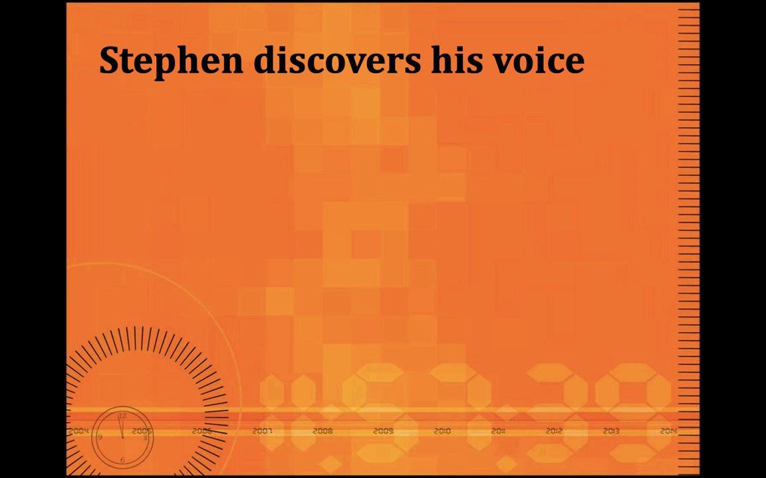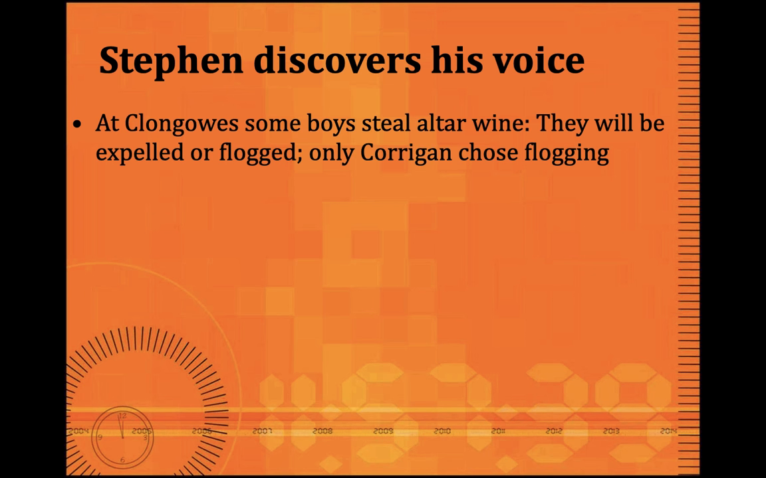Slowly, Stephen is growing up and discovering his voice. At Clongowes, one day, the boys steal altar wine. In convent schools, there'll be chapels and there'll be wine there, and the boys steal it and drink it. Very strict school it is. They'll be either expelled or flogged. They are given the choice. Either they'll be thrown out of the school, expelled, or flogged, whipped. Whipping in front of everybody, it's very painful and insulting. The boys are afraid. All of them choose expulsion. Only one boy, Corrigan, chooses flogging.